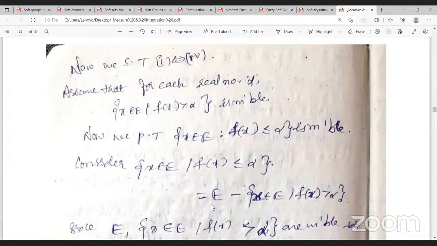Complementation of any set: A complement equals the universal set minus that set. Whole complement equals E minus the set of x belongs to E such that f of x greater than alpha. This complement set is also a measurable set.